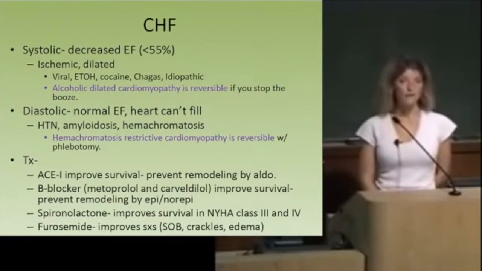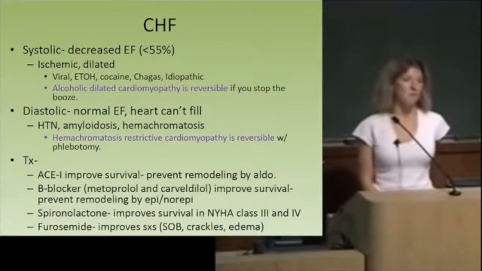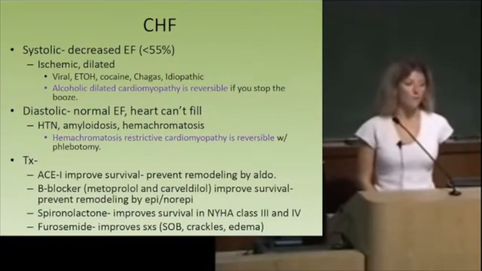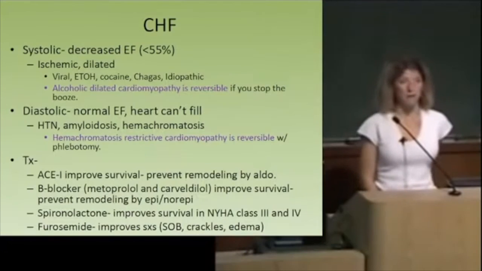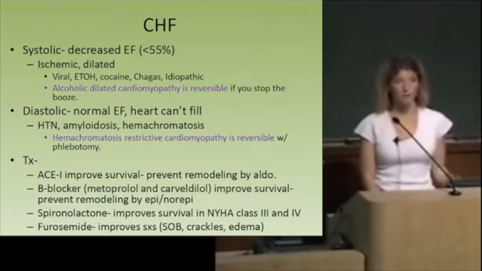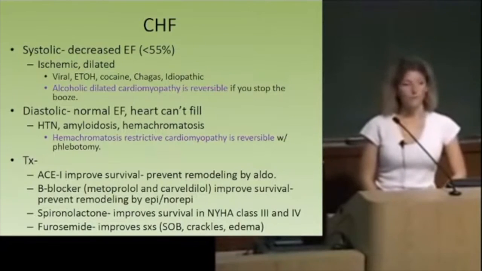If you reduce the overall iron overload in the body, you can get some of your ejection fraction back, which is nice. So treatment of CHF, remember the medications that improve survival. ACE inhibitors have been shown to improve survival, and beta blockers as well, for the same reason. They prevent remodeling in the ventricle. ACE inhibitors because they block aldosterone from remodeling, and beta blockers because they prevent epinephrine and norepinephrine from remodeling.